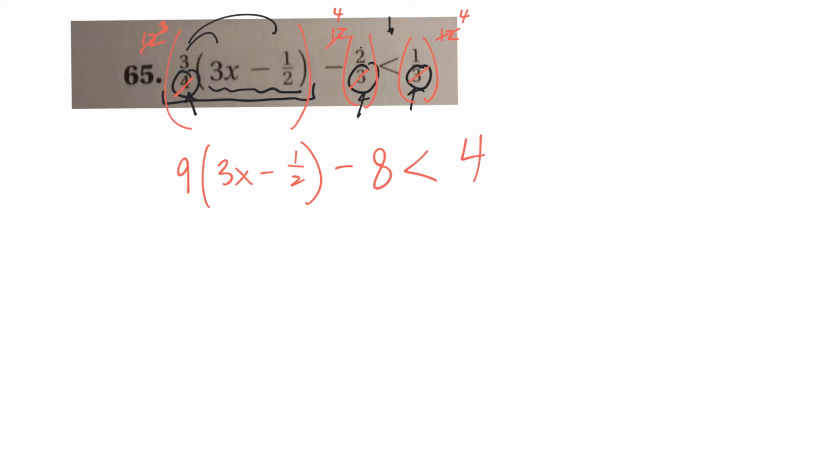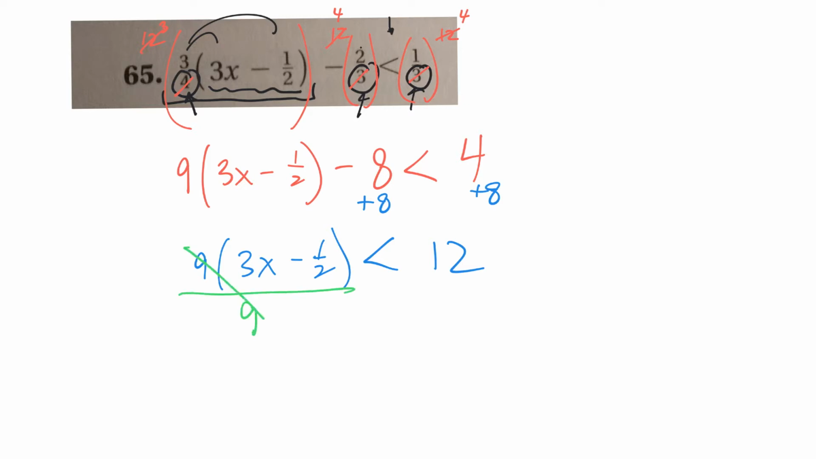Now I would probably move this 8 over to the other side, so I'm going to add 8 to both sides. So I'll have 9 times (3x minus a half) less than or equal to 12. And then to isolate this, I'm going to get rid of that 9, so I'm going to divide this side by 9 and that side by 9. So now I have 3x minus a half is less than whatever 12 over 9 is. Divide 3 into both, I think it'd be 4/3.